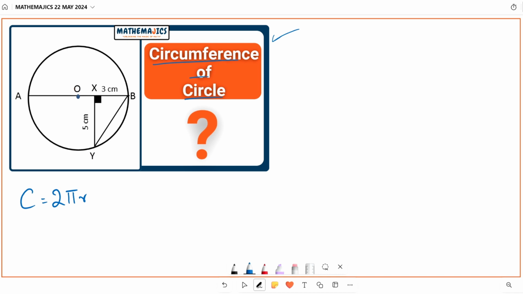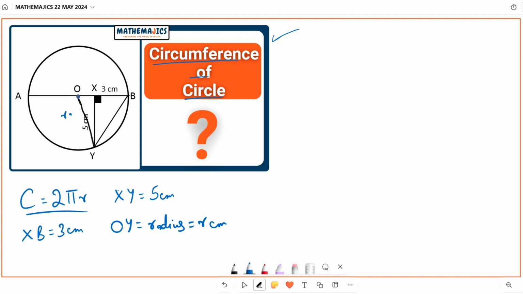How will we solve this? See, we are given certain things. What are these things? XB is 3 centimeters and XY is 5 centimeters, correct? Now what we can do is join O and Y. O is the center and Y is any point on the circumference. I'm joining O and Y. If I join them, OY becomes the radius, or I can take it as R centimeters.